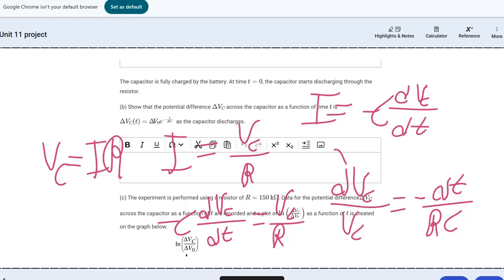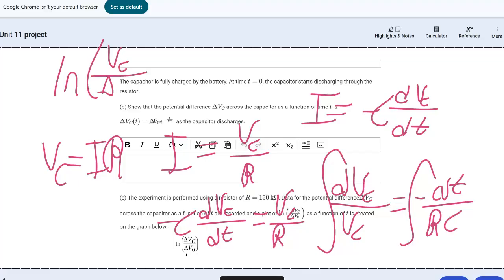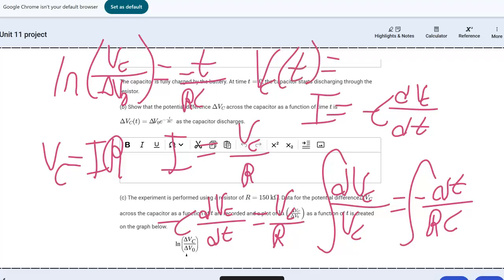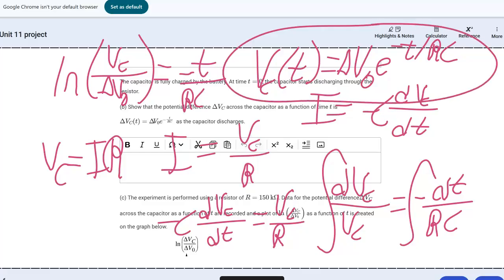And then we get dV_C over V_C, and then we're going to integrate and see that ln of V_C over delta V naught equals negative t over RC. And then from that, we get V_C of t equals V naught e to the negative t over RC. That's the correct equation.